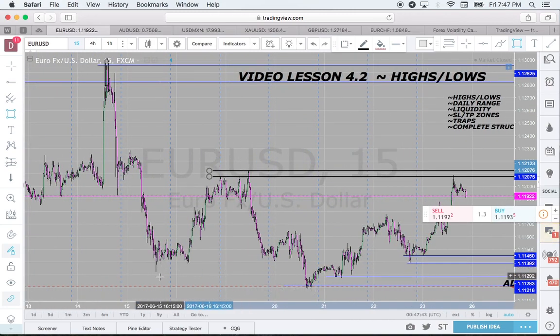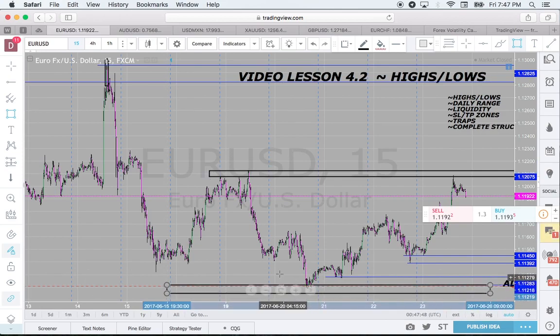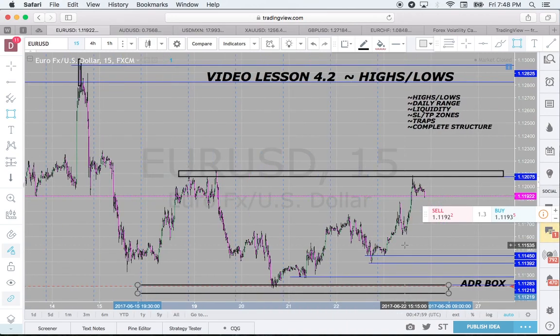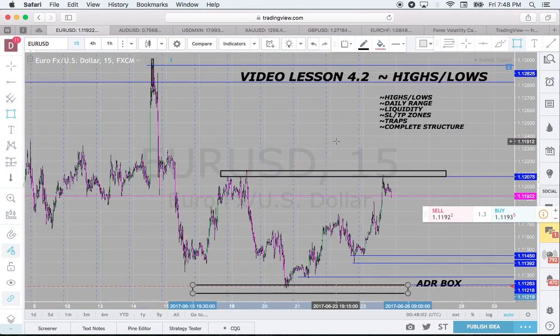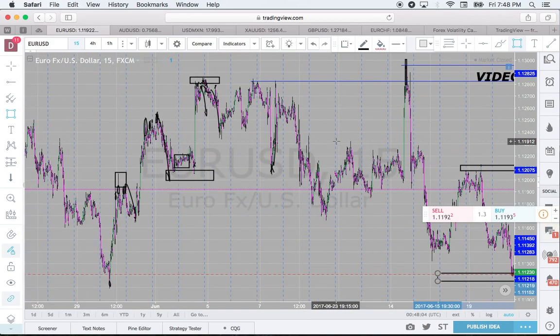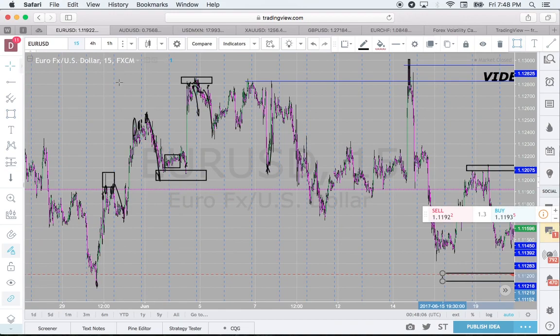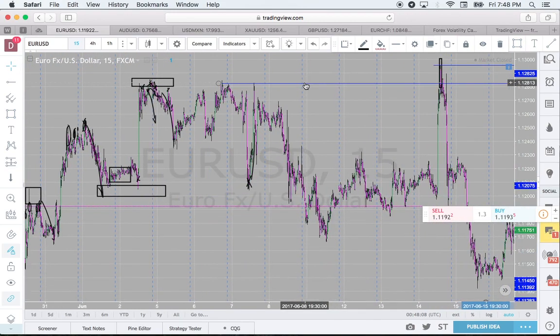And the same with the low of the week. The low of the week, the dealer came down, created that low, and then trapped as many people as he could, and then worked off the low and reversed. We can see another trap right here.